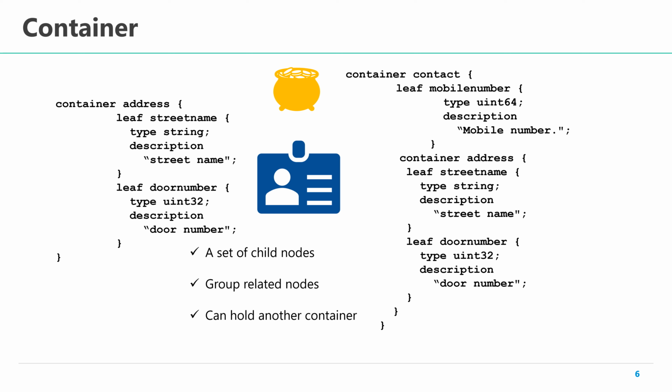So here I am giving two examples of containers. The first container is the address. Here, as you can see, it contains two leaves. One is a street name and other is a door number. One is of type string and the other is of type integer. Now we define contact as a bigger container which contains the mobile number and then the address.